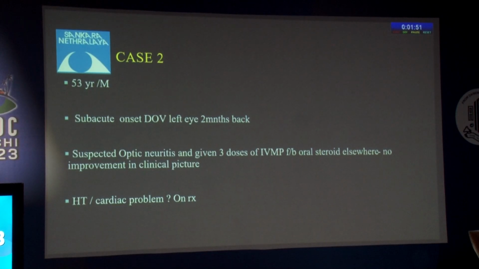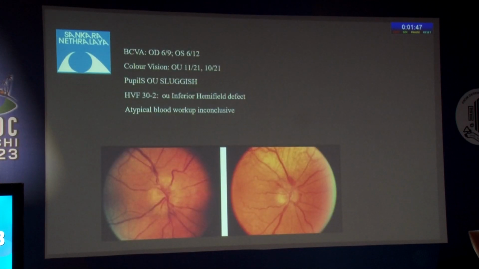He was hypertensive, and by the time I saw him, he was already post IV steroids. So this was the vision, and this is the disc appearance. He came with the left eye presentation, but you could see the right eye is also not normal, and he's having an inferior defect with a color drop, and the pupil is still sluggish, and he is totally unaware of the right eye. He came only with the left eye.